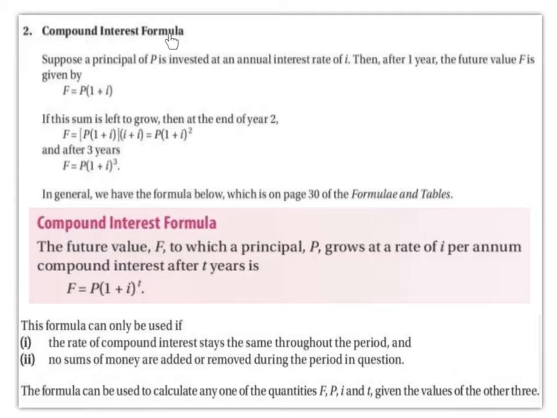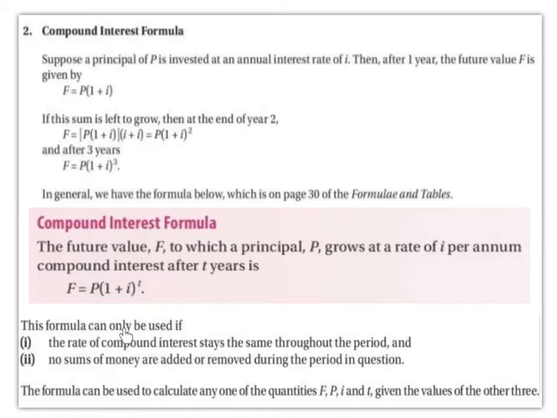Part 2, Compound Interest Formula. So here in the pink box we have our compound interest formula. So the future value F, to which the principal P grows at a rate of I per annum, compound interest after T years, is F equals P times (1 plus I) to the power of T.